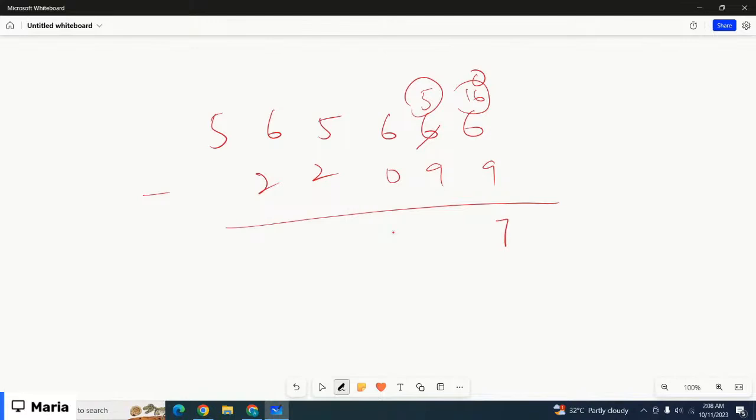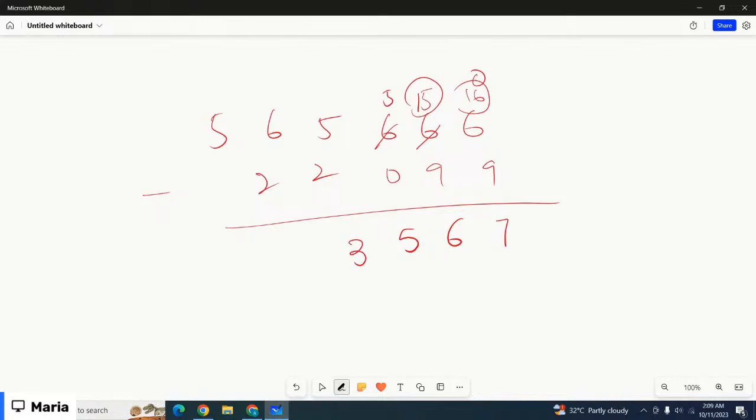Again here you have 5. You cannot subtract a greater number out of the smaller one, right? So you need to borrow 1 here, making 15, and 5 here. 15 take away 9 is 6, right? Now you have 5. 5 take away 0 is 5. Then you have 5 take away 2, which is 3.